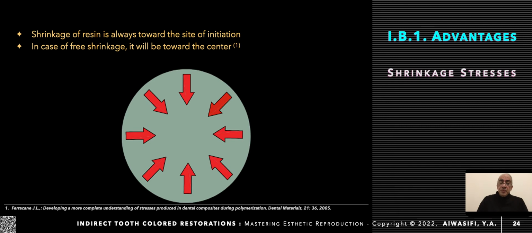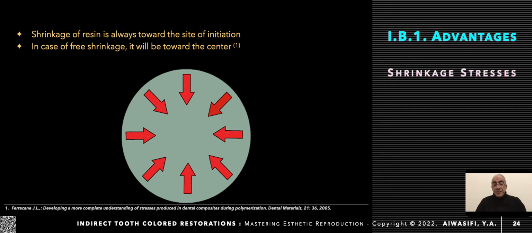The shrinkage will always be towards the side of the center of initiation. If it is left for free polymerization, then it will be free shrinkage towards the center. Then your monomer molecules will accumulate towards the center, where the major bulk of initiator decomposition is. This is true for chemically activated composite, with its stresses directed toward the center.